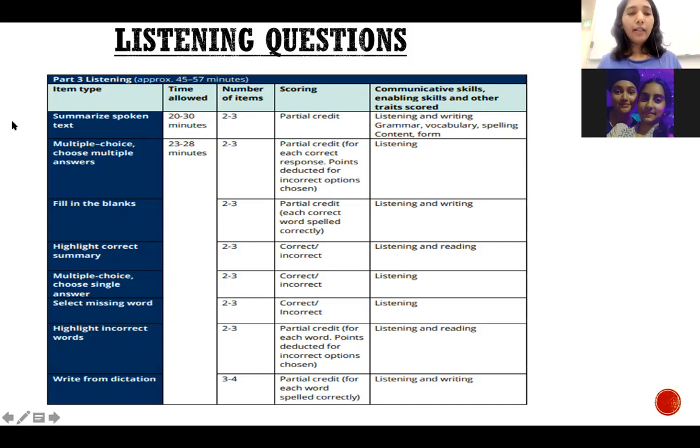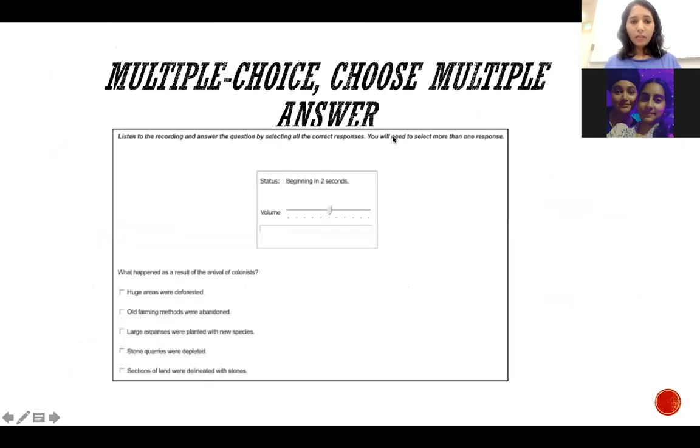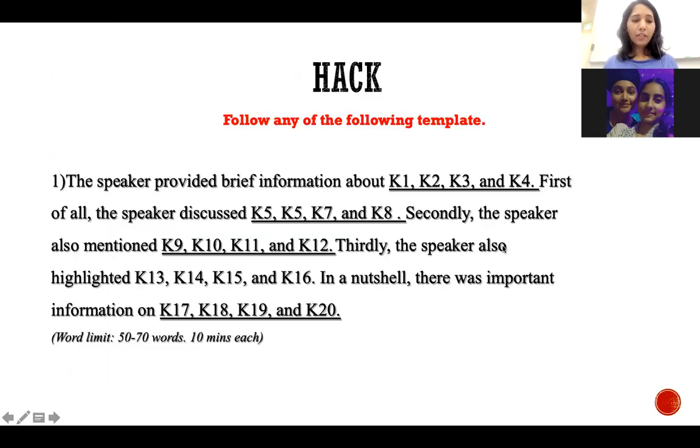Now, let's start off with the first type of question, which is summarize spoken text. Do you have a template for that? Ma'am, no. You've not memorized one. You don't have a template. Okay, you can feel free to use this template. This one. Can you take a picture of this?